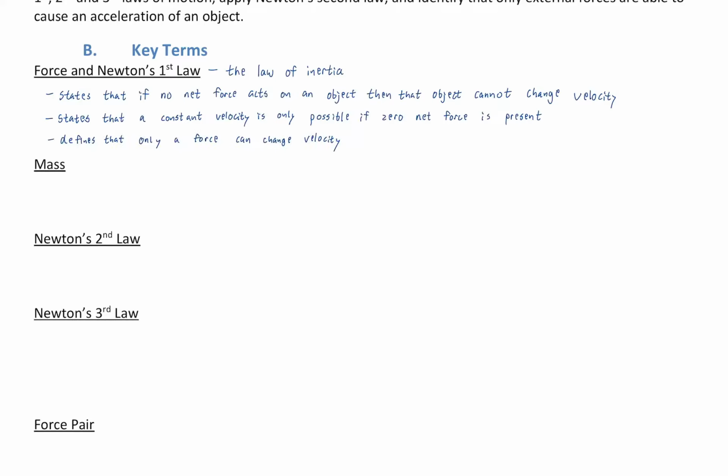Yet more, it defines that only a force can change velocity. So it establishes what a force is capable of, and it establishes what I like to say, that forces are the y of motion. You can't have motion without force, because everything would just stay at rest indefinitely in its initial state of rest, right? How do things start moving in the first place? Forces. How do they change their movement? Forces.